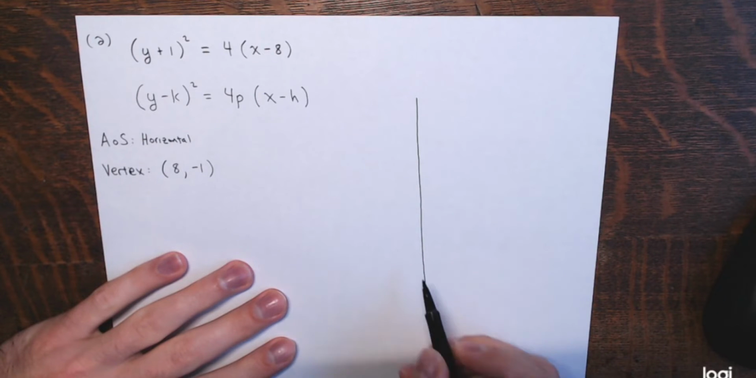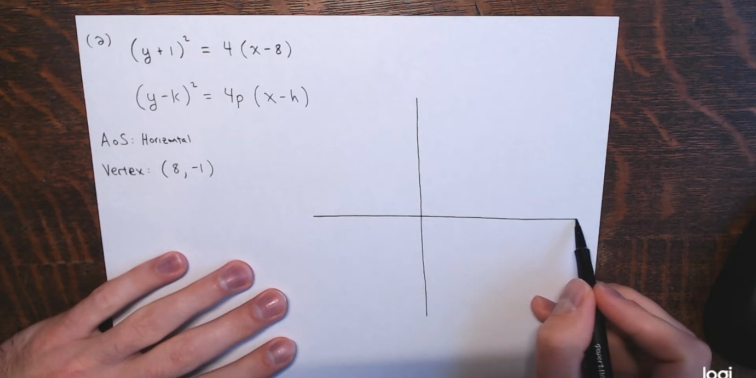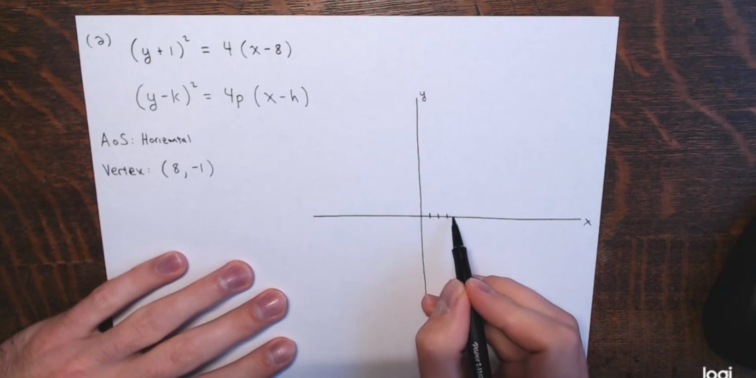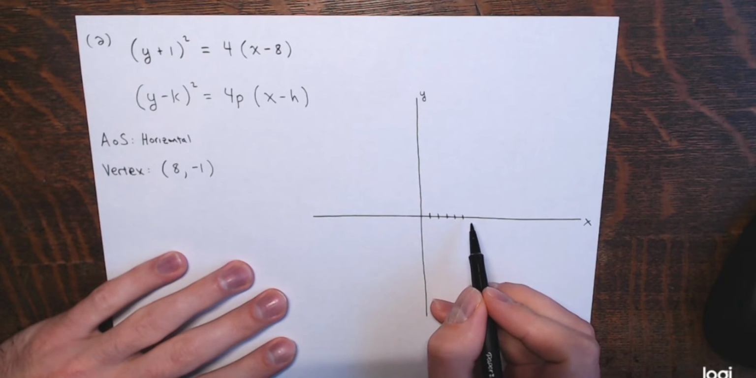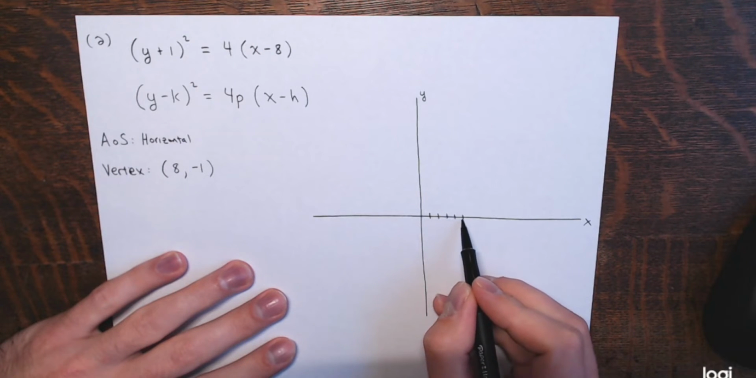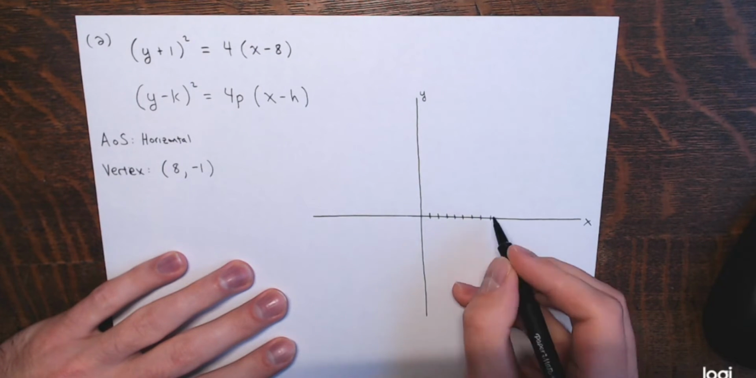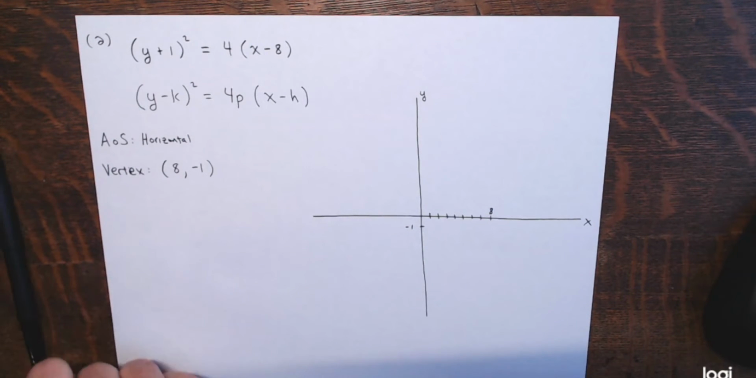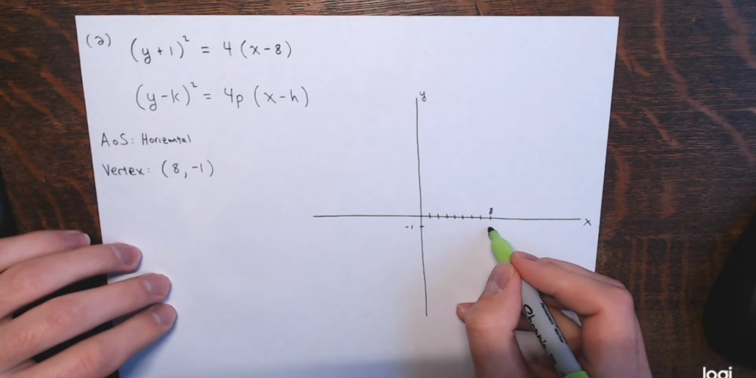If you have graph paper, maybe that'll make it easier, to make it nicer looking. I'll go to Desmos after this and we'll look at a nicer looking graph than my hand drawing. So 1, 2, 3, 4, 5, 6, 7, 8, and -1. So here's the vertex. This is actually a point on the parabola.